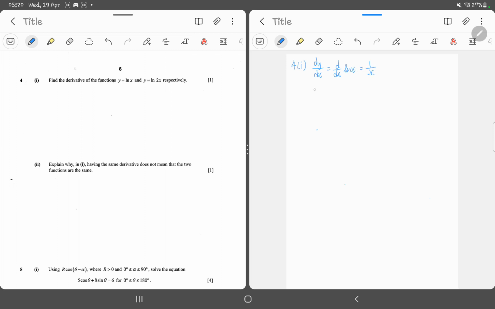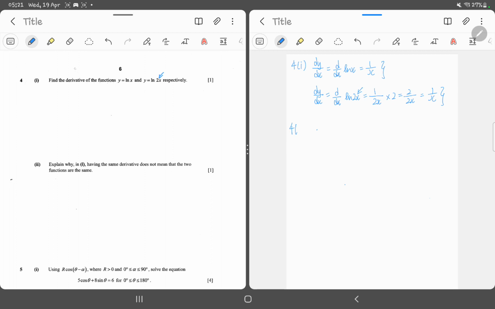Pretty straightforward. For y equals ln 2x, be careful of the constant 2 over here. So dy/dx is actually equal to d/dx of ln 2x, which is 1 over 2x times the derivative of 2x, which is 2. So this is 2 over 2x, which equals 1 over x. So you can see that the derivative of ln x and also the derivative of ln 2x both have the same derivative expression, 1 over x.